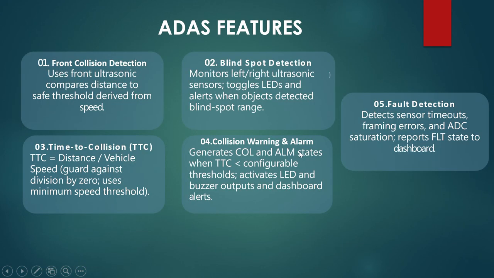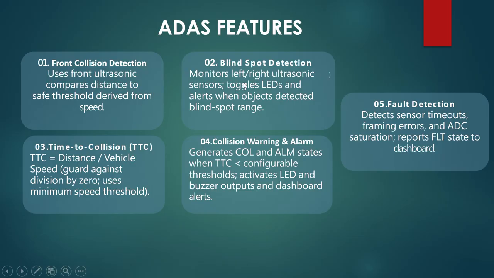So this slide explains the ADAS features. The first feature is front collision detection. It measures the distance to the vehicle ahead. The STM32 compares the distance with a safe threshold. If the vehicle comes too close, the system generates a collision warning.